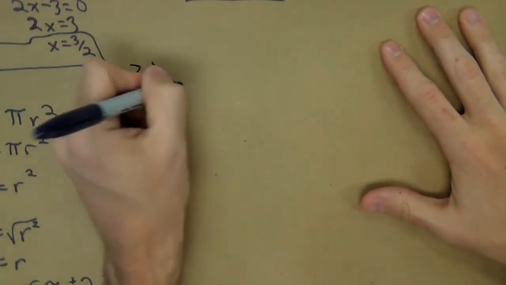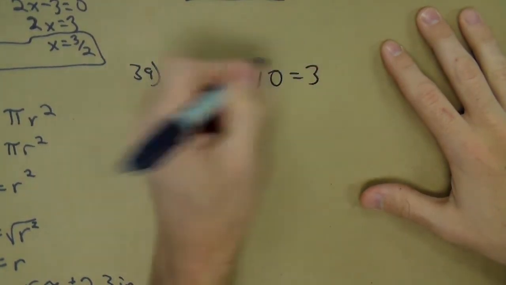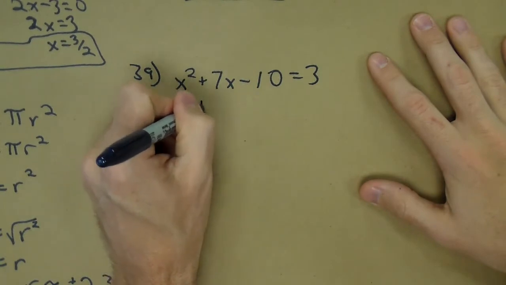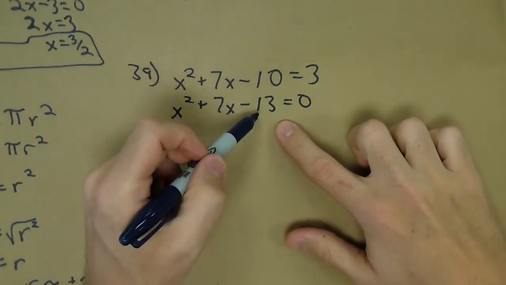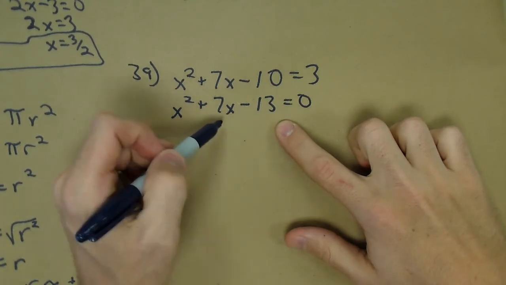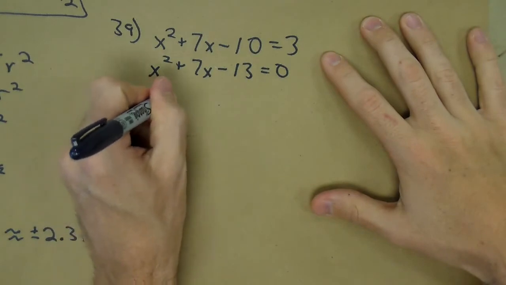On number 39, we have x squared plus 7x minus 10 equals 3. We're going to bring the 3 over. X squared plus 7x minus 13 equals 0. I don't have a way that I can multiply to negative 13 to add to 7, so this is where I'm going to start using the quadratic formula.